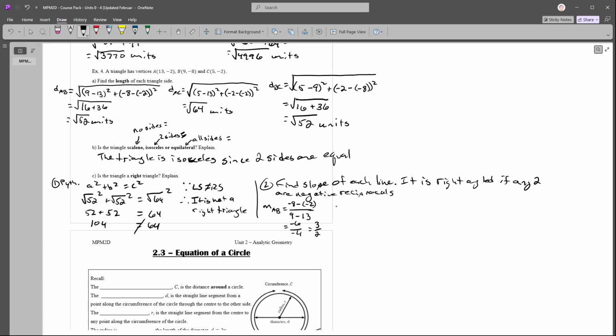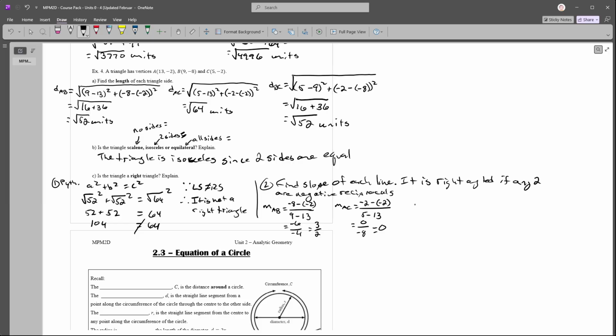All right, let's go to the next one. The next one is MAC. So now we're going from A to C. So y2 is negative 2, subtract y1, which is also negative 2. And we're going to do x2, which is 5, minus x1, which is 13. And when we go down another row, we got negative 2 plus 2, that's a 0, over negative 8. No matter what, that's a 0. So that slope must be a horizontal line.